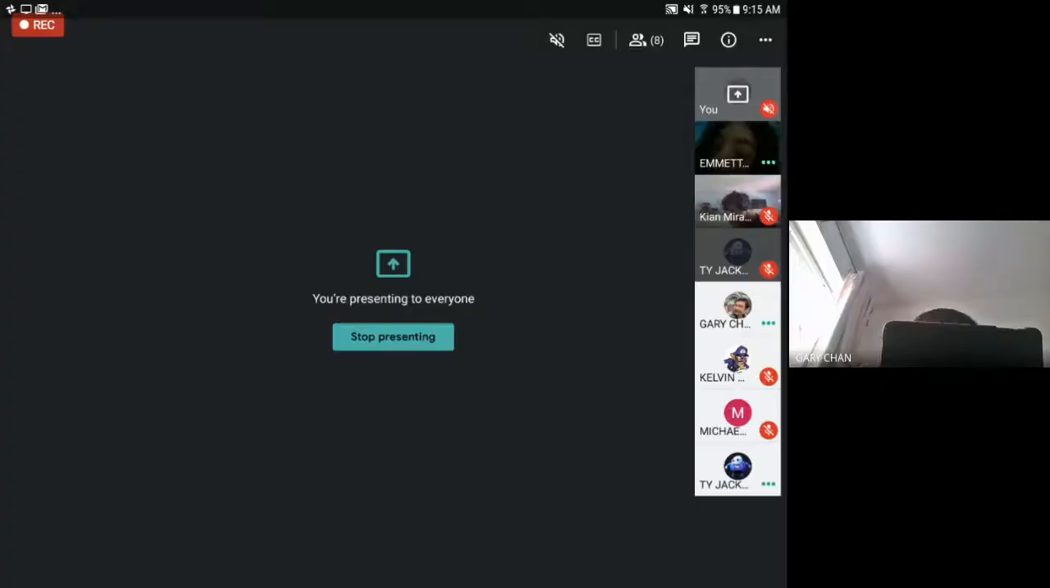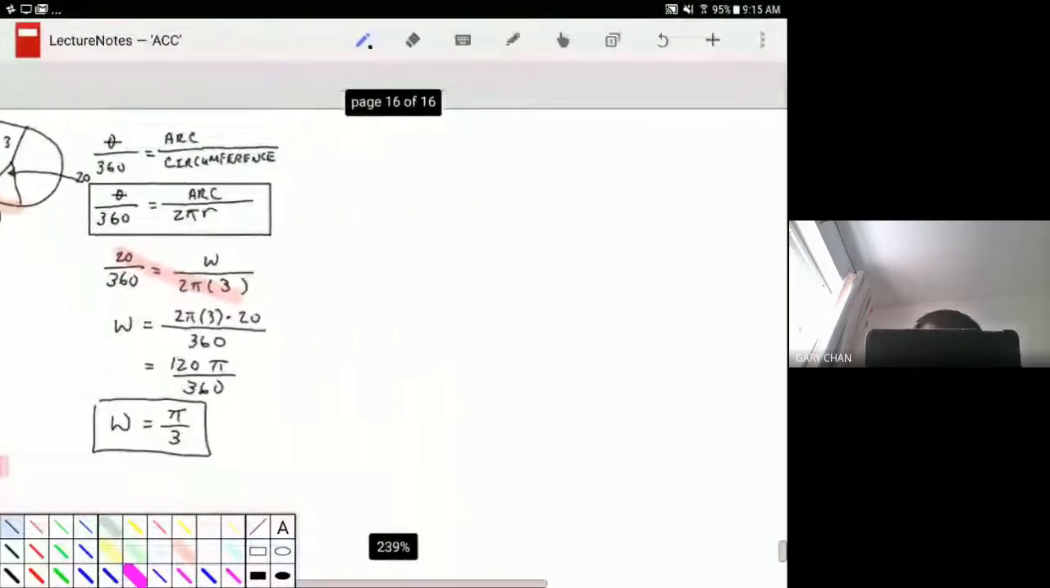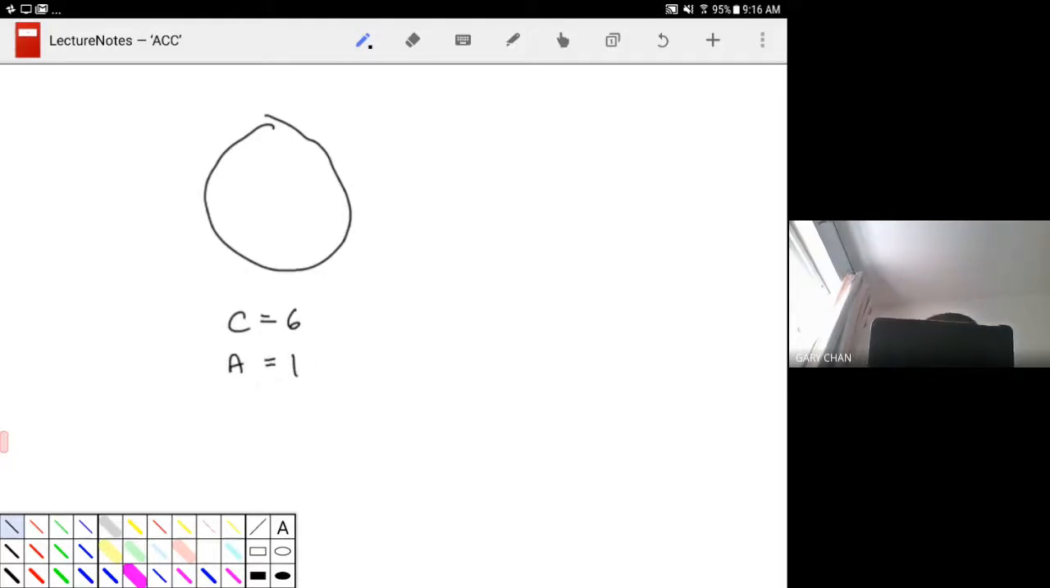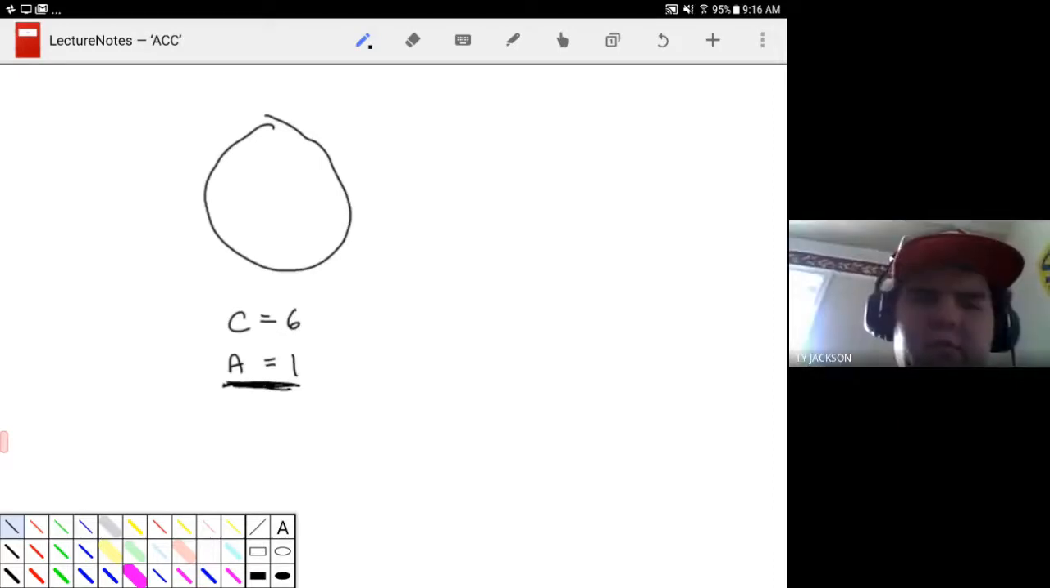Again, don't do anything. So we have the situation one more time. You have a circumference, C is equal to 6, and the arc length this time, which I'm going to call A, is 1. One more time, Ty, what does A here represent again? Is that the central angle, or is that the arc length? It's the arc length. Excellent.